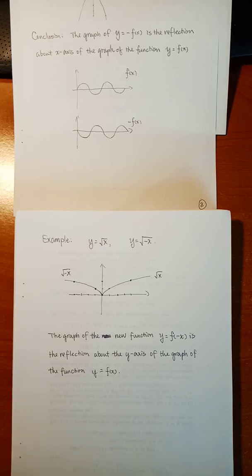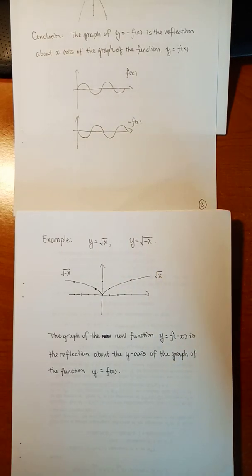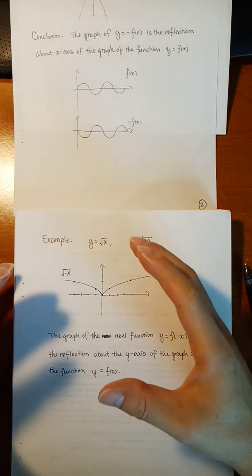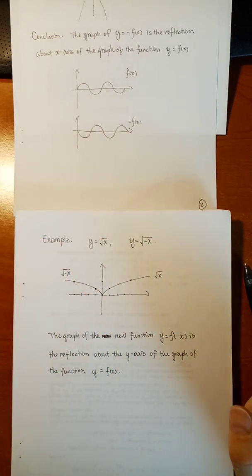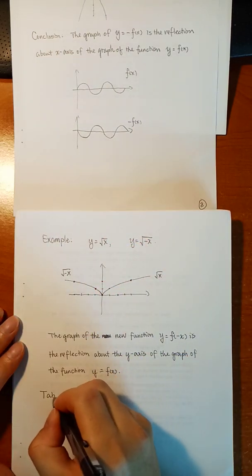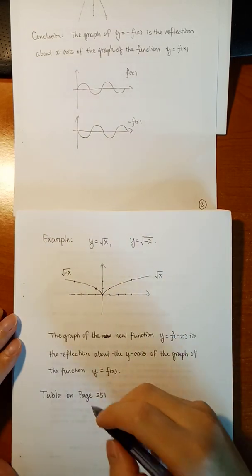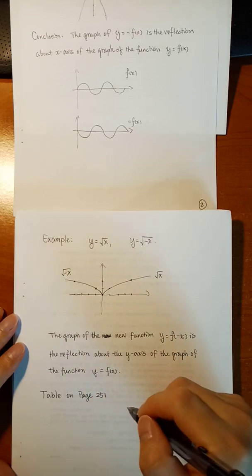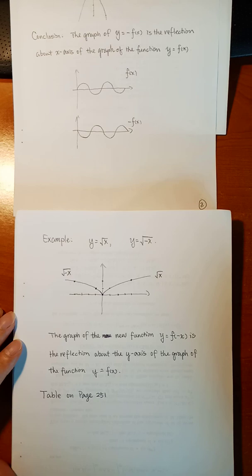Okay, so in the stuff we've studied so far, we have 3 types of operations or transformations: shift, horizontal shift and vertical shift, compression, stretching, and reflection. Reflection about the x-axis, reflection about the y-axis. So there is a table on page 251, not 551. 251. This table is very, very important. On page 251, there is a blue table. Understand that table.